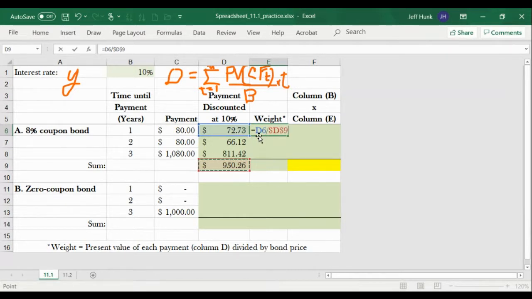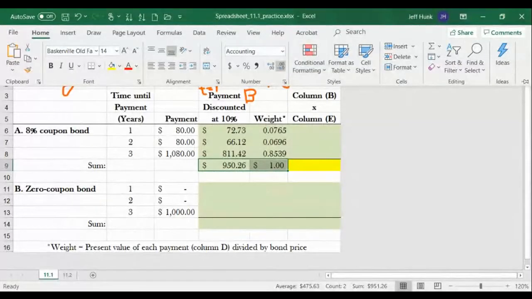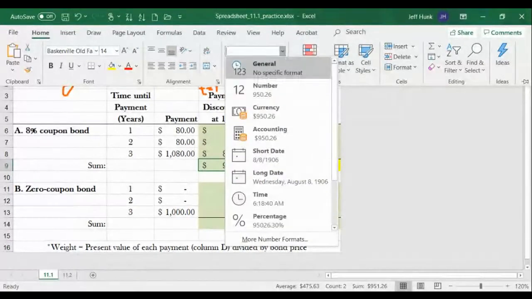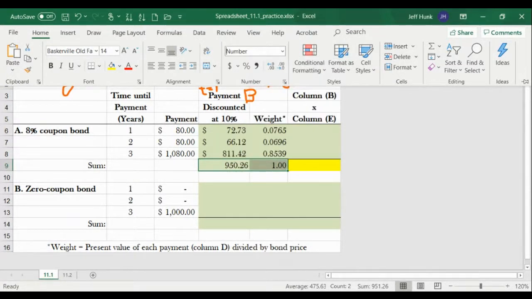I want to lock it because I'm going to drag it down. To lock it, you have to hit F4, right? Drag it down, and the sum of all the weights will sum to 1, because this weight is not a dollar amount, it's a pure number, it's a weight. So, plus number, right?